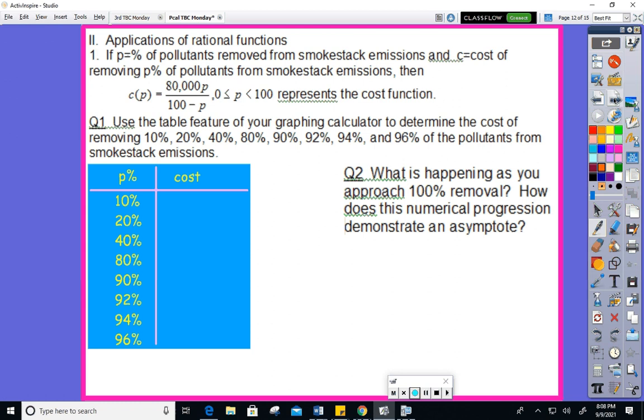So we have a situation where we have the cost of removing P% of pollutants from smokestack emissions. So if the government decides to add regulations so that smokestack emissions are that much cleaner for the environment, you'll see that it's not that big business owners don't care about the environment, but the cost of making small changes gets really exorbitant. So once again, I'm just going to put the 80,000 P over 100 minus P in for Y in my calculator.